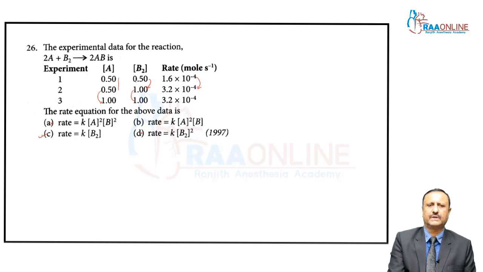So, you go to the answer C, rate is equal to K into B, because here you can get the order of reaction 1. Double the concentration, rate of reaction is double, that is why order of reaction is 1. Then you can go to the answer C. My dear students, this is question number 26, and you can get the answer C.